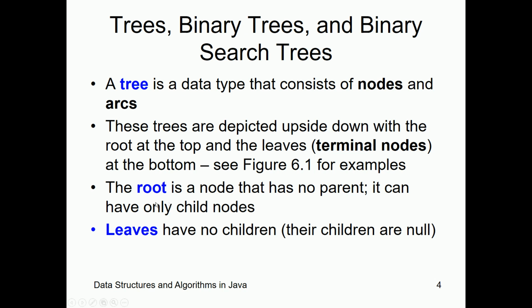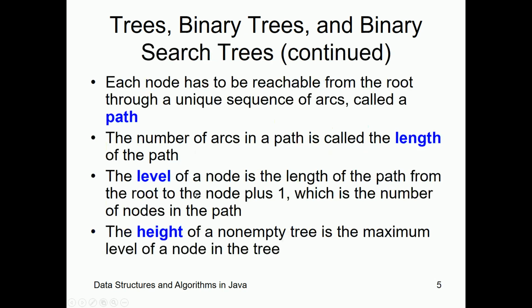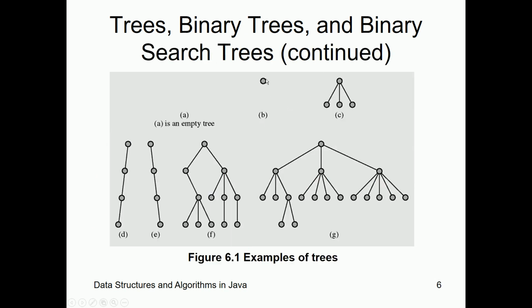So anyways, there's a lot of different kinds of terms. The root is the first parent. The leaves are the ones that have no children. But the idea is that this is like a tree. This is an empty tree. Well, there's nothing. But this is a tree and this is another tree. But this is the root, which is the one on the top. And the ones on the bottom are the leaves.